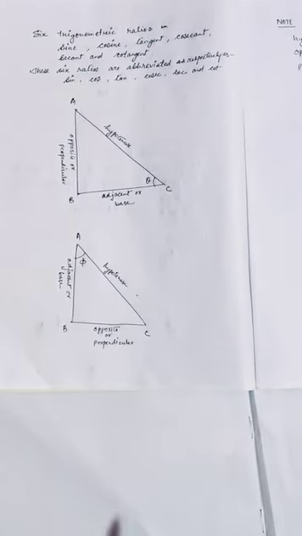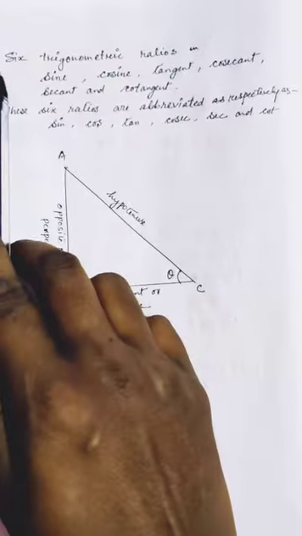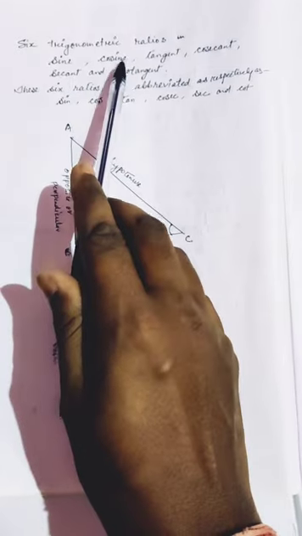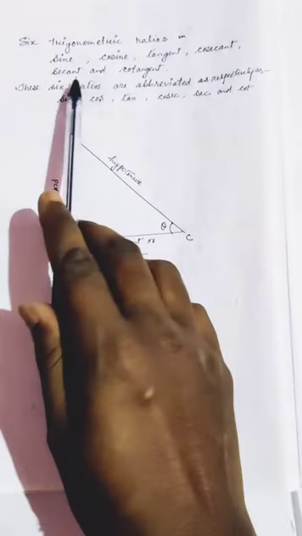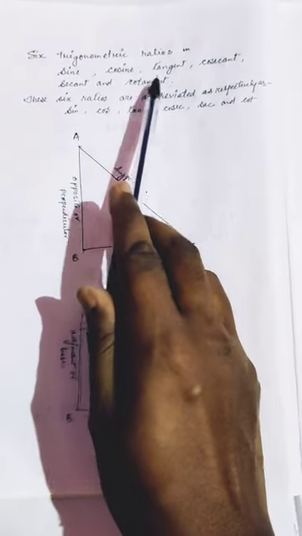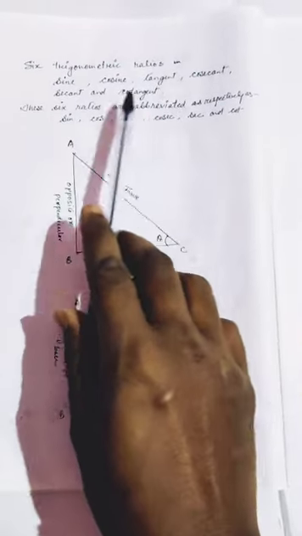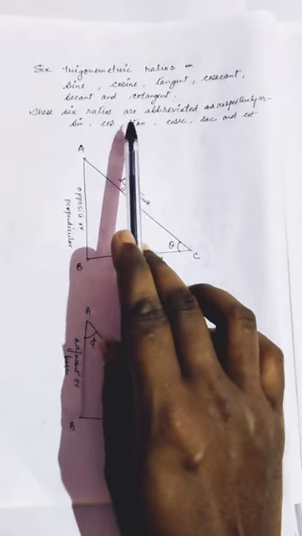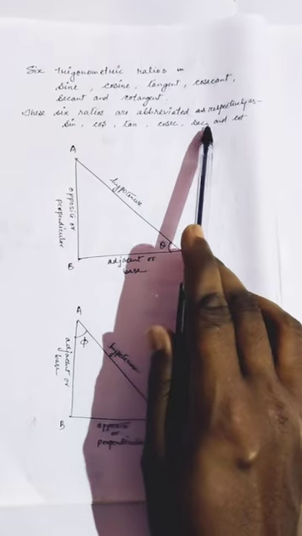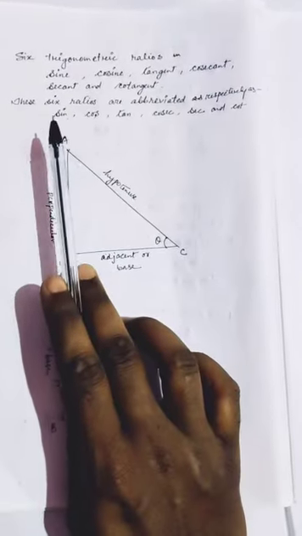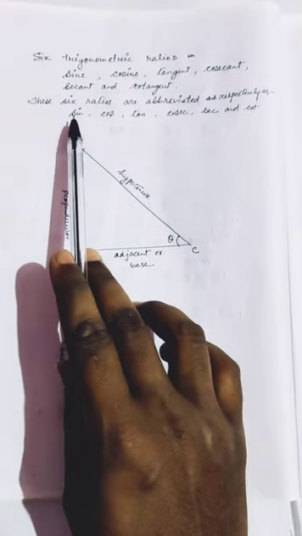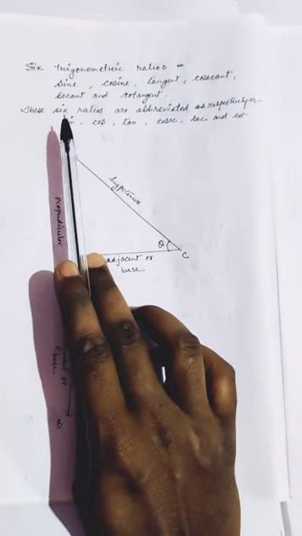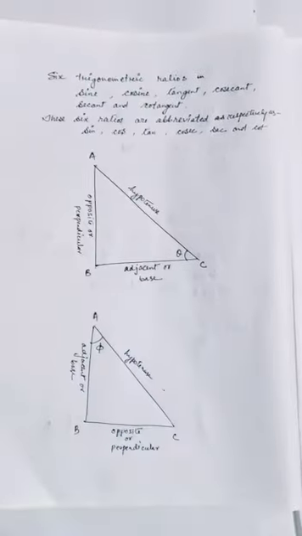Here we learn the trigonometric ratios. As you can see here, there are 6 trigonometric ratios, namely sine, cos, tan, cosecant, secant and cotangent. These 6 trigonometric ratios are written in short form as sin, cos, tan, cosec, sec and cot. And my dear students, please keep in mind, when you write the short form, don't write the first letter in capital. Always write the first letter in small letter.